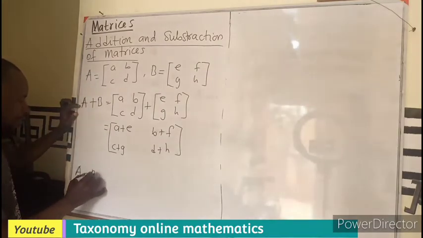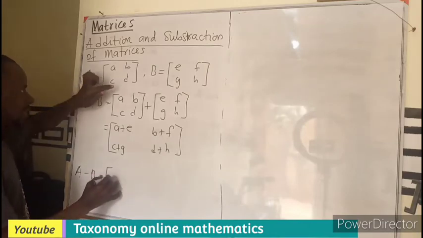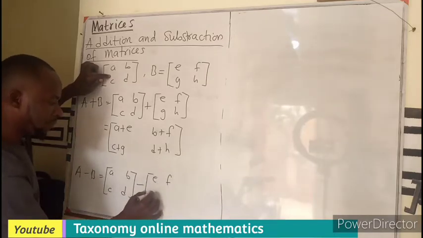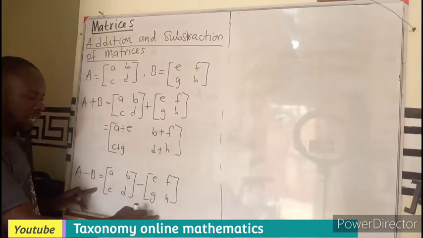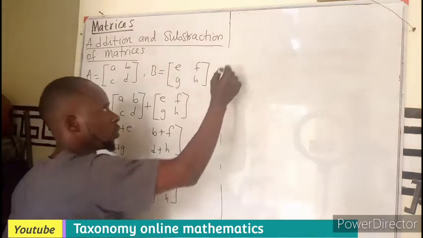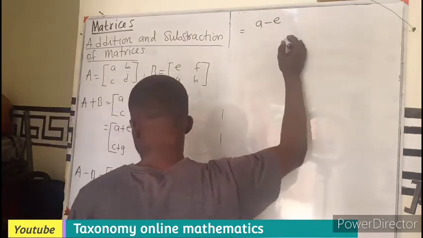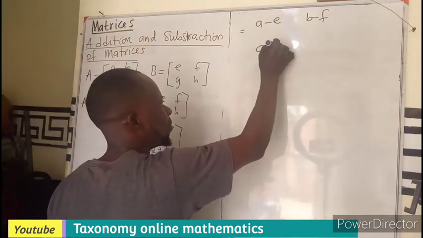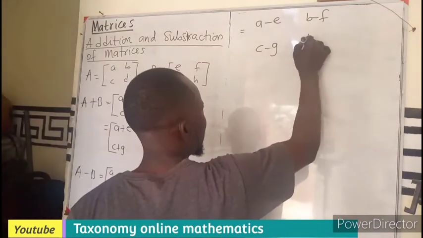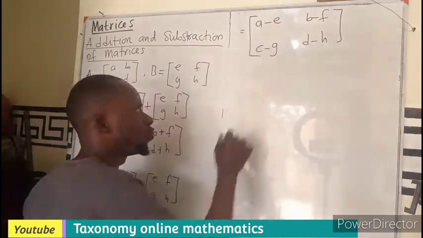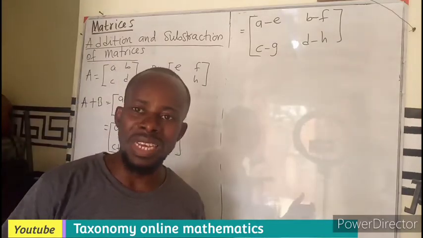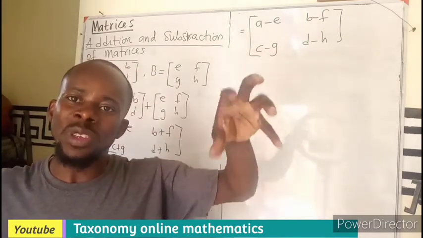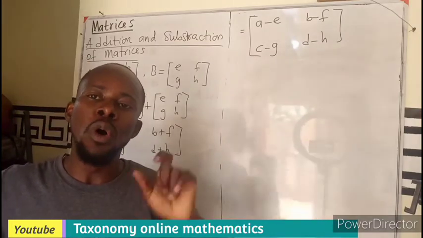If I am to find A minus B, it is still A, B, C, D minus E, F, G, H. So putting this together, corresponding subtraction. So that will be A minus E. Then we have B minus F. What of C? C minus G. Then finally we have D minus H. So if you have two matrices you are asked to add or subtract, just identify them to be of the same size. It must be of the same size. Then the corresponding elements of the matrices will be added or subtracted.